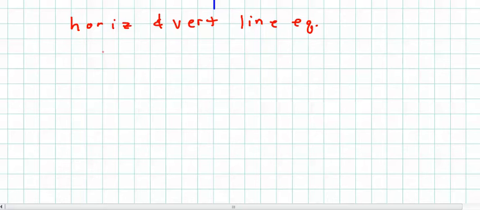All right. Hopefully, from the video yesterday, you realized what horizontal and vertical line equations look like. Horizontal lines are of the form y equals some number. Y equals a number. Vertical lines are of the form x equals a number.